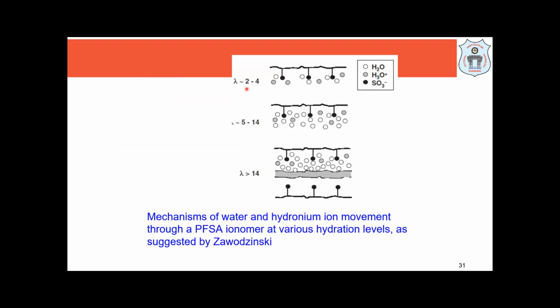If you look at this, when lambda is 2 to 4, the white dot represents water, gray represents H3O plus, and dark black represents SO3 minus. You can see how the free movement of water takes place when lambda is greater than 14. This is the mechanism of water and hydronium ion movement through PFSA ionomer at various hydration levels, as suggested by the scientist Kreuer.